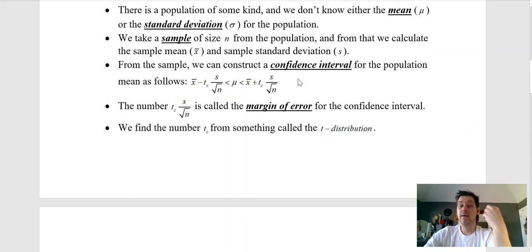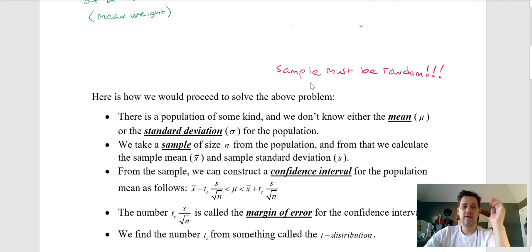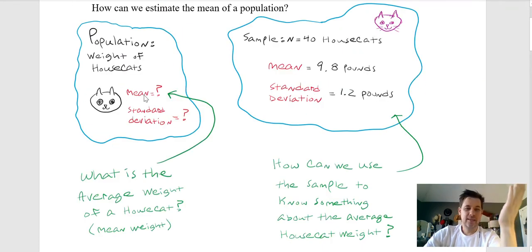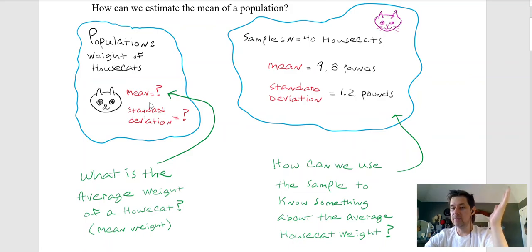We'll construct a confidence interval for the population mean. That will be a statement that says, the average weight of a house cat, I don't know, but I'm 90% confident it's between this weight and this weight. That's what a confidence interval is. It could be 90%, could be 95%, whatever confidence level you or somebody else wants, okay?